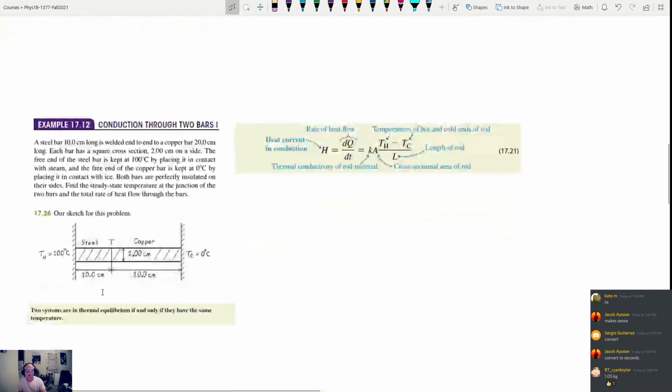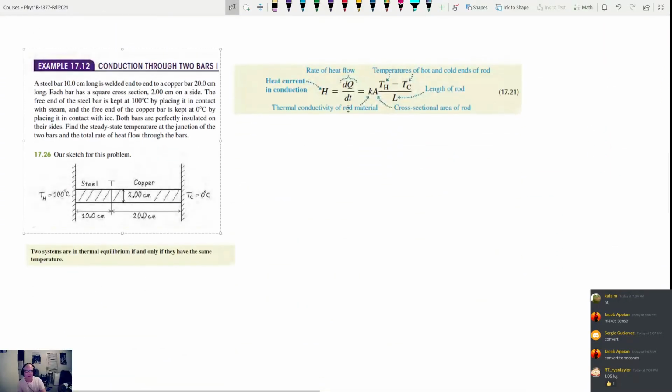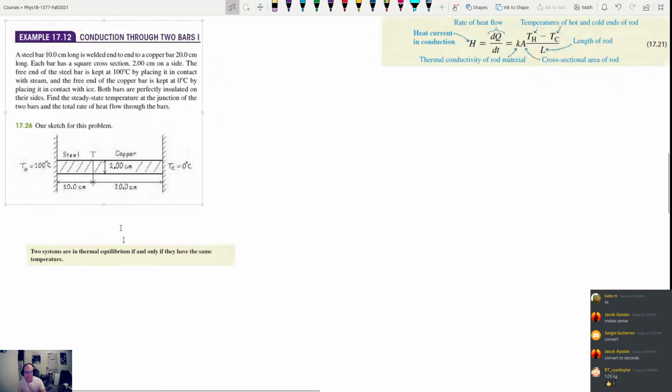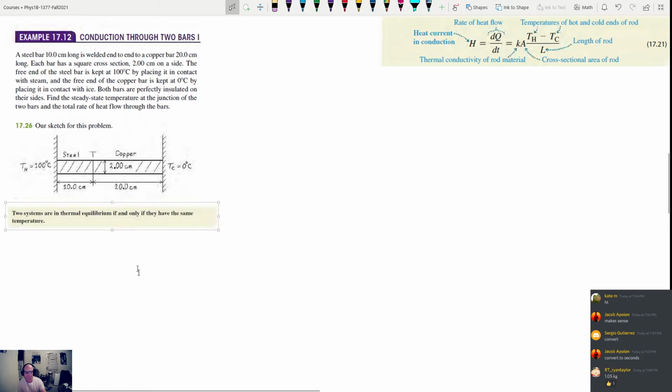Okay. The next thing we want to do is this problem right here. I'm reasonably certain you have some homework problems that look like this, so that'd be a good one to do. All right. This is the conduction through 2 bars.